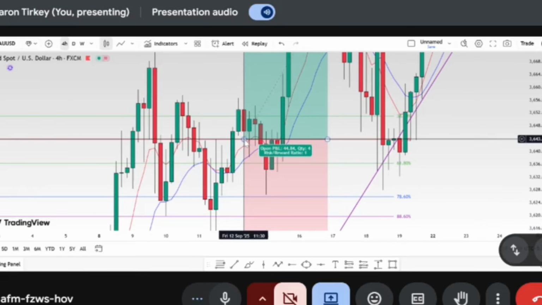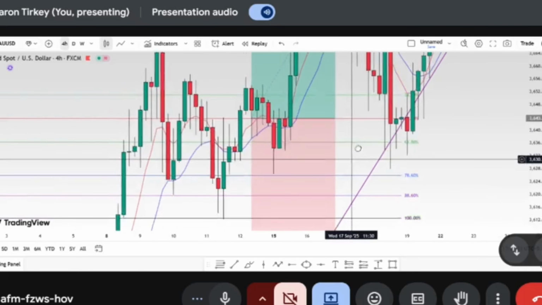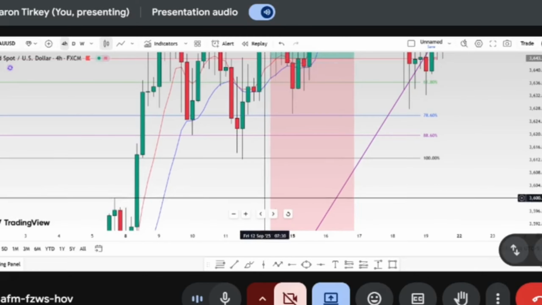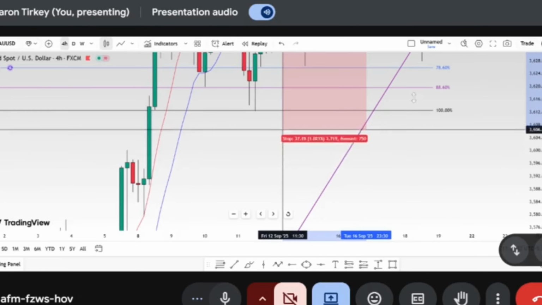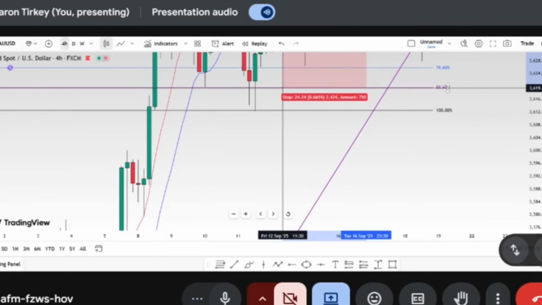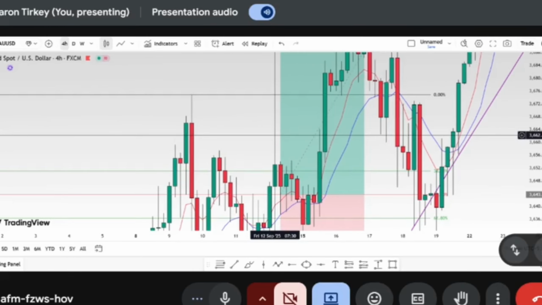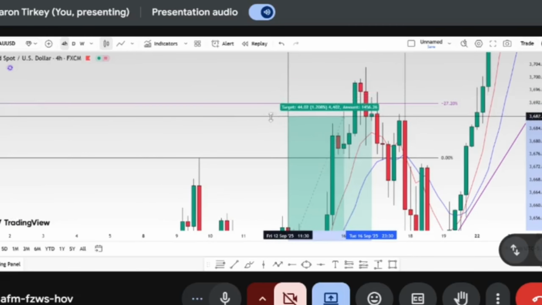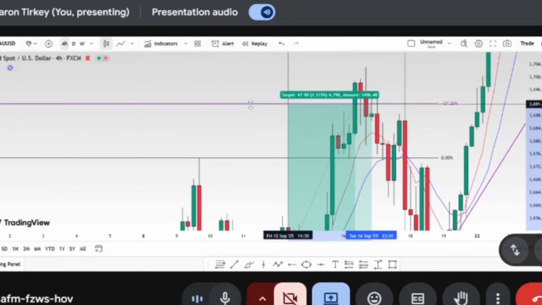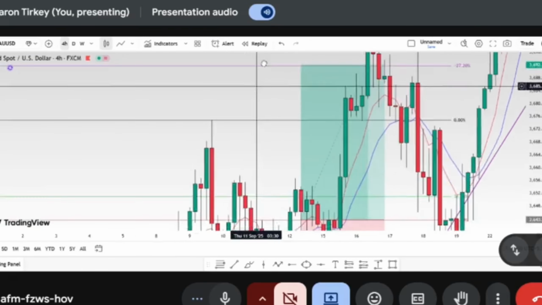Here price comes here again. So this is your entry at this 50%, and here your stop loss is 88%, and your target is minus 27% right here.